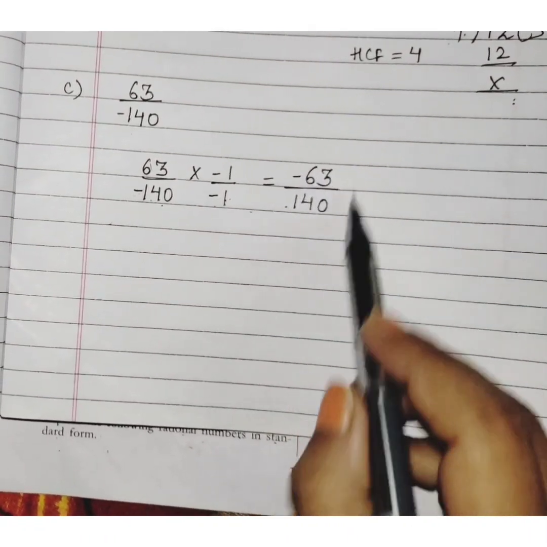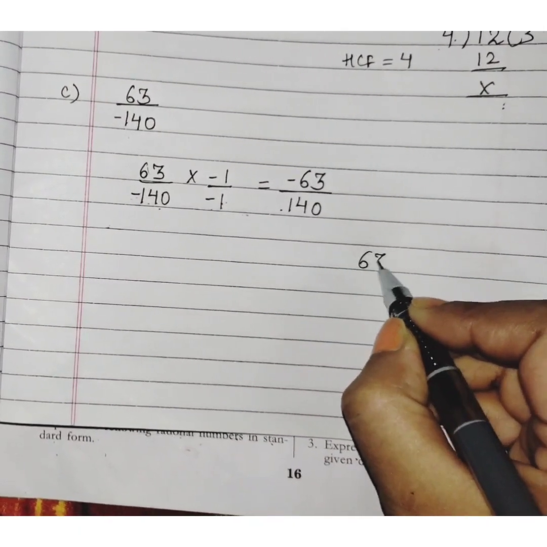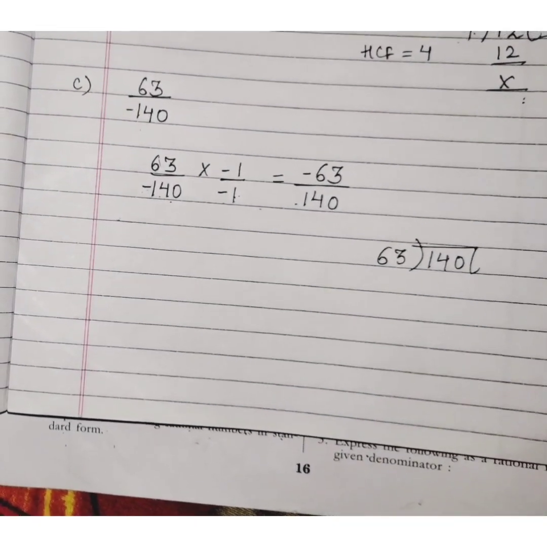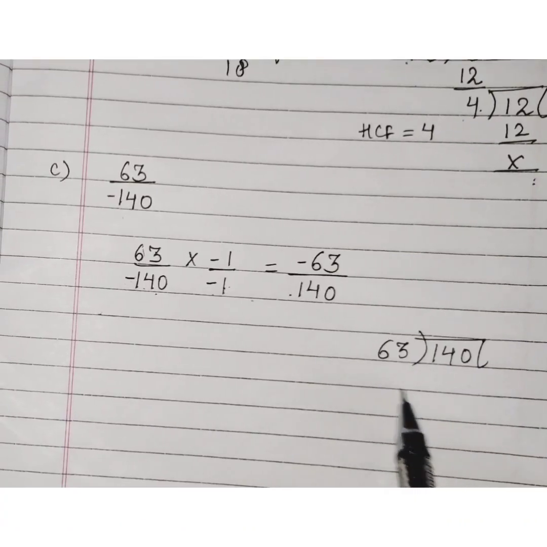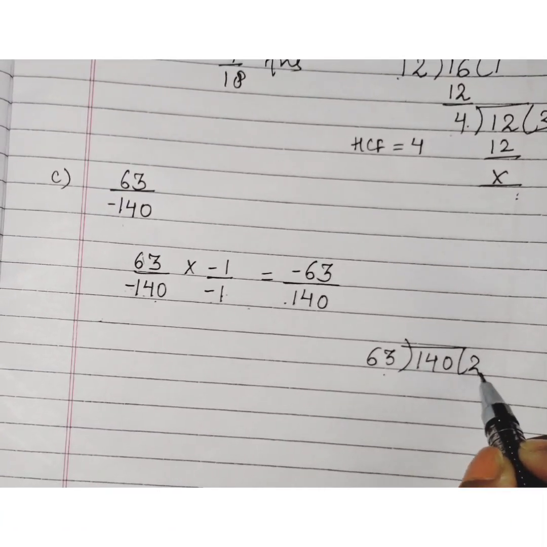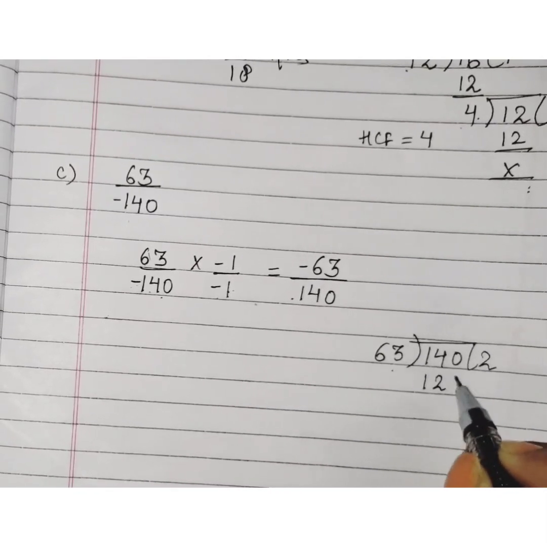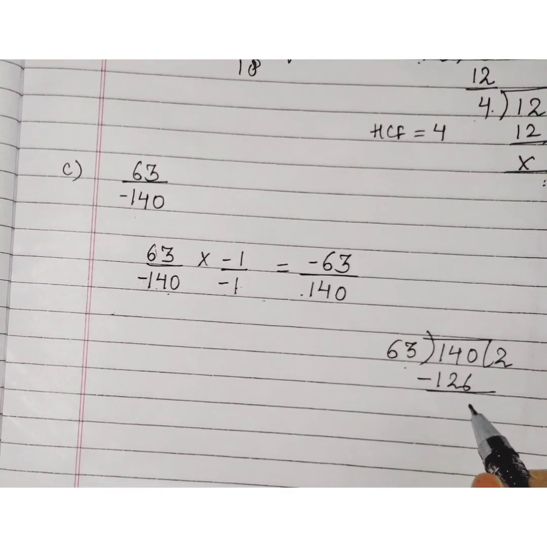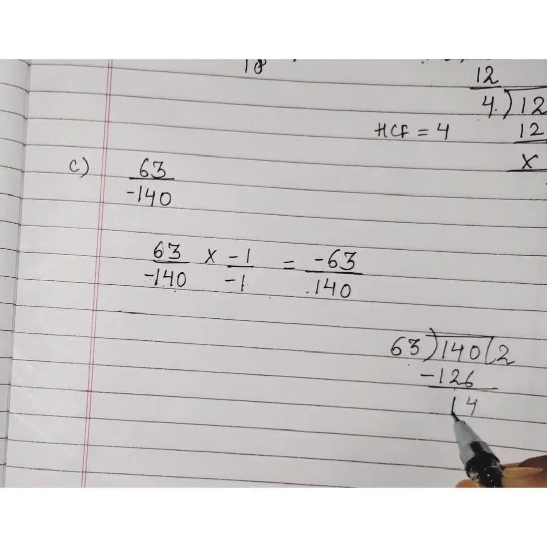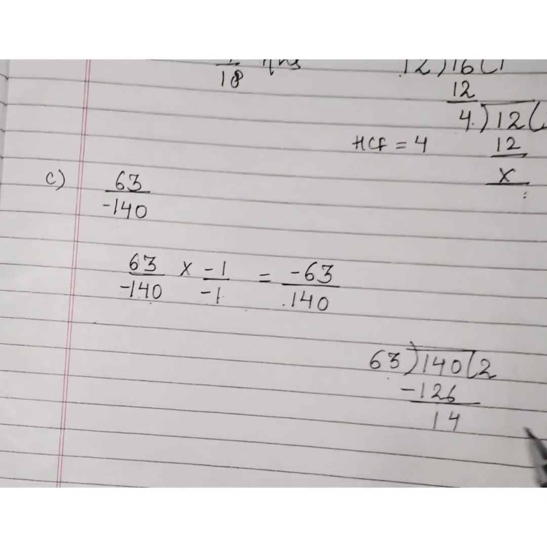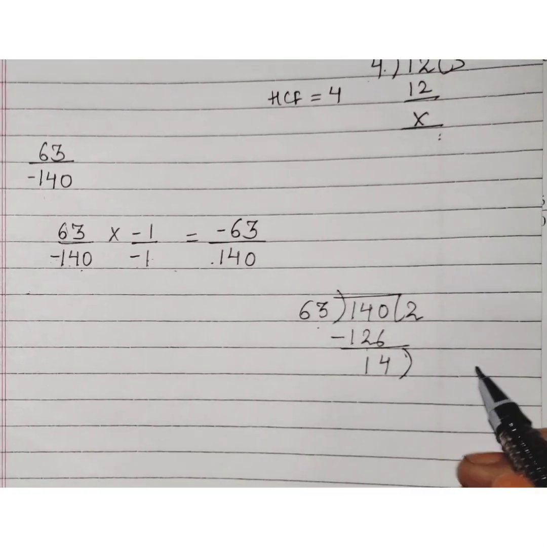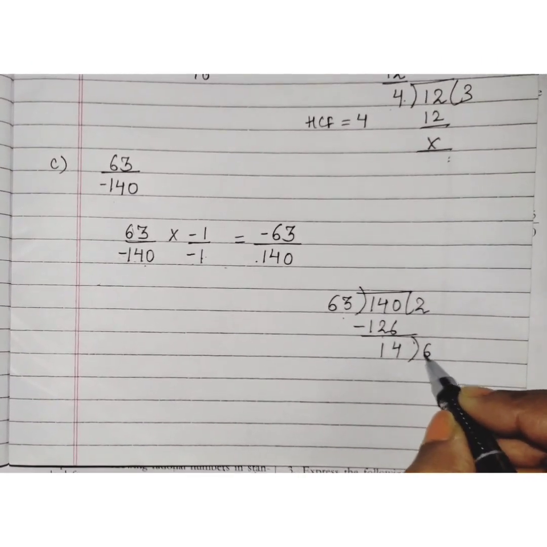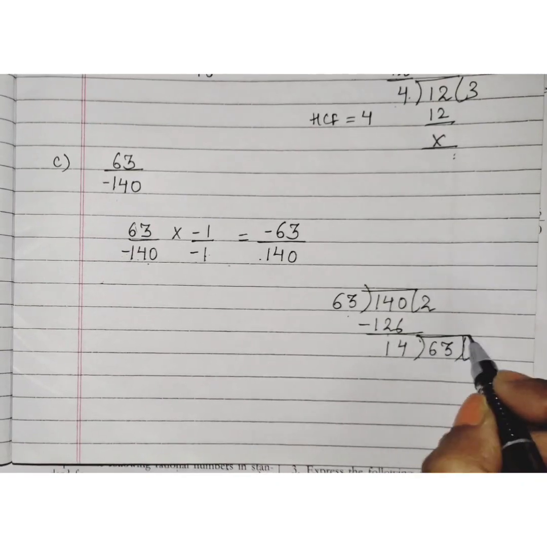So we have already done our first step. Now the second step is to calculate the HCF. Start doing it. Now you have to read the table of 63, 2 times. 63 twos are 126. Now subtract, 10 minus 6 is 4, 3 minus 2 is 1. Now 14 is your remainder. Make it the divisor. Write it here, 63.